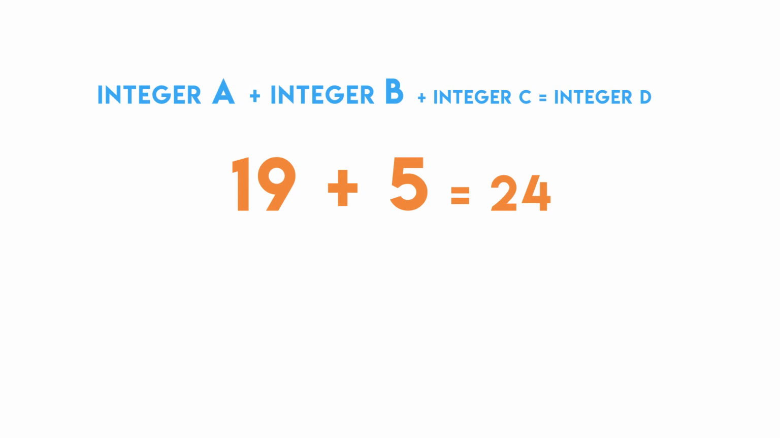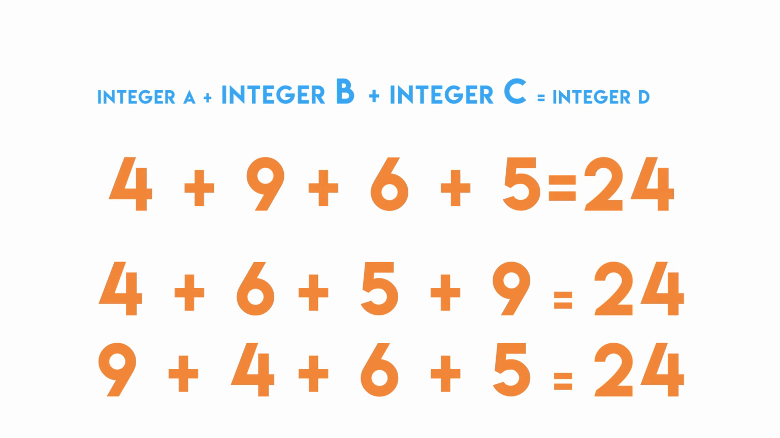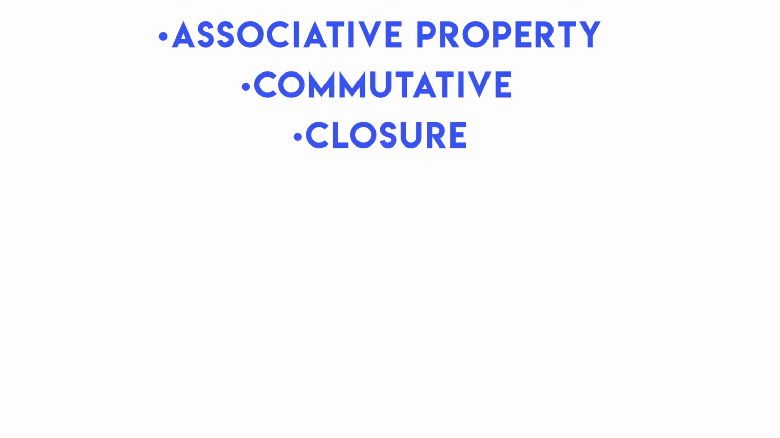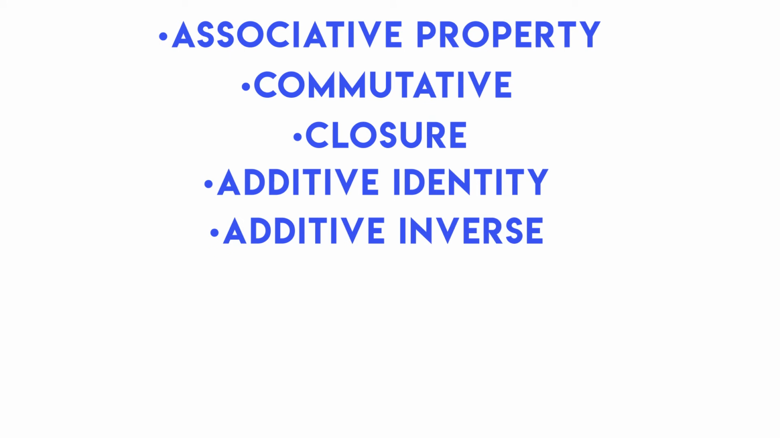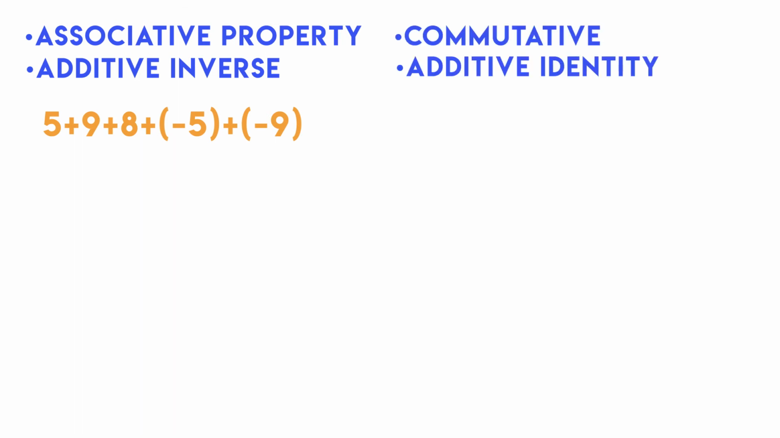In other words, any two numbers can be summed and the result will always be equal. This property is known as the associative property. All these properties help us solve complex problems easily. For example, calculating 5 plus 9 plus 8 plus minus 5 plus minus 9 by following normal calculation is time-consuming. But applying associative, additive inverse, additive identity, and commutative properties helps us solve it easily.